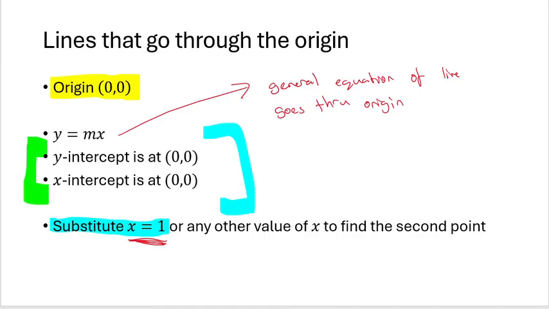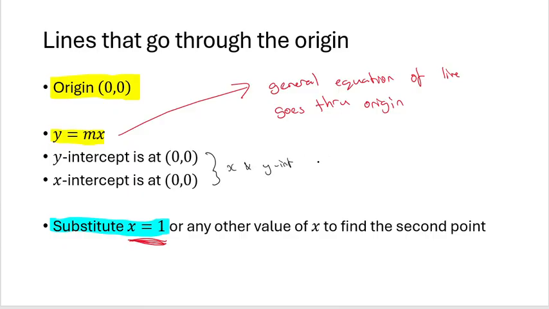The third thing we're going to do is lines that go through the origin. Lines that go through the origin are just lines that go through the point (0, 0), and that's what it is. So this is the general equation right here. Now, with these kinds of lines, the problem is the x and the y-intercept is at the same point, as you can see. X and y-intercept are the same point.